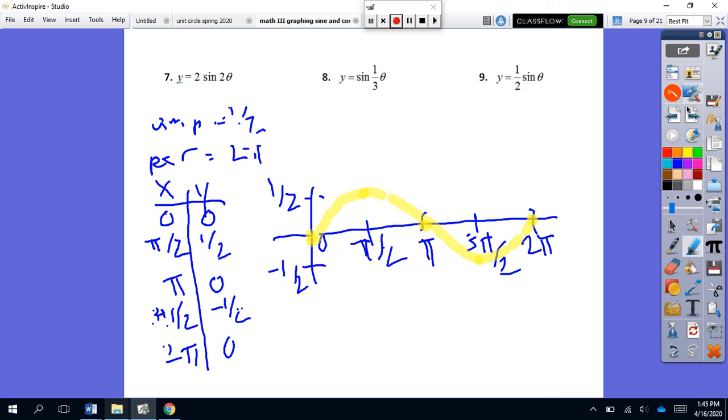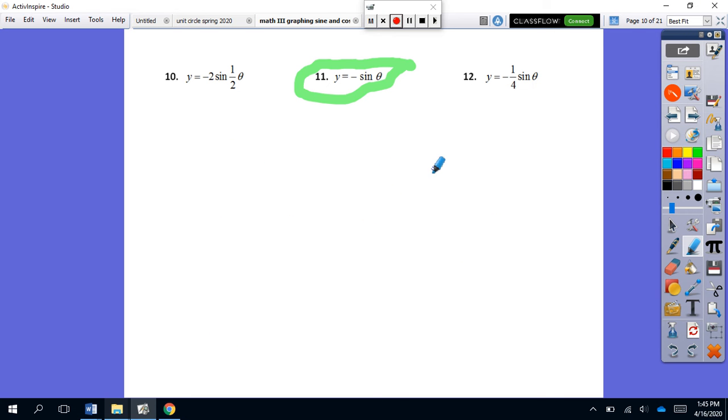Okay, and then what if you have a negative graph, like number 11? Well, remember that amplitude is just going to be positive. So A is negative 1, so the amplitude will be the absolute value of negative 1, which is 1. And the period, since B is 1, is 2 pi.